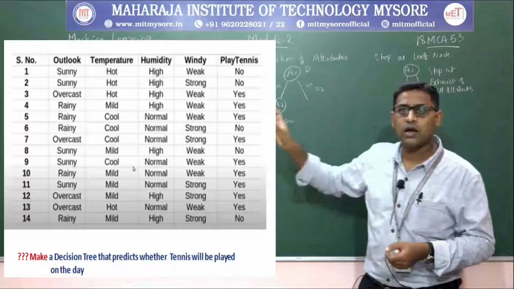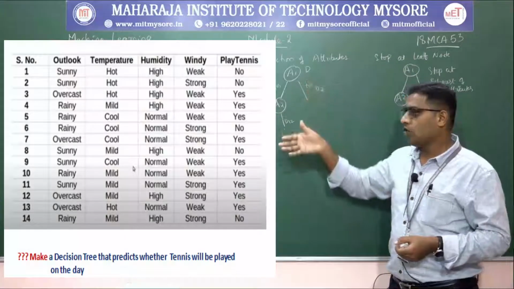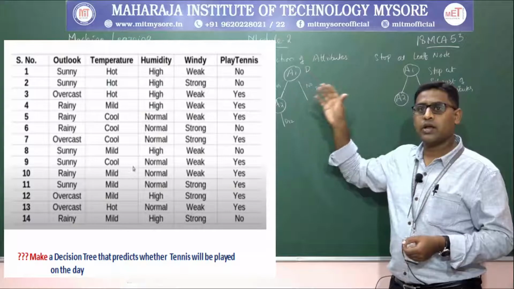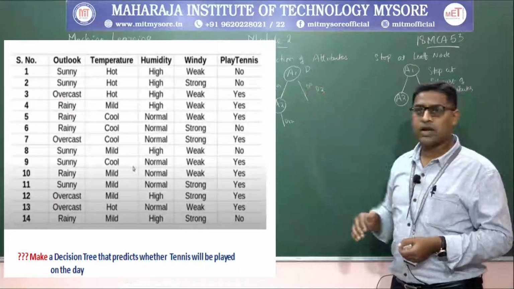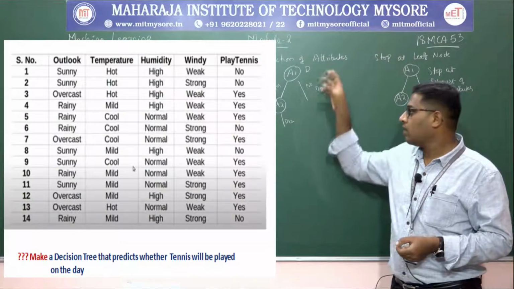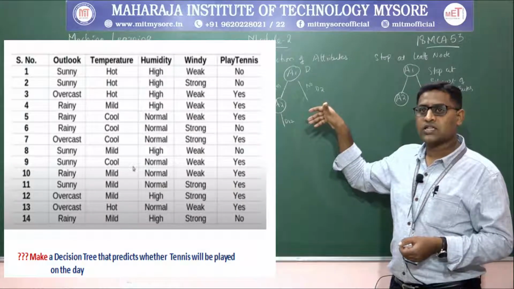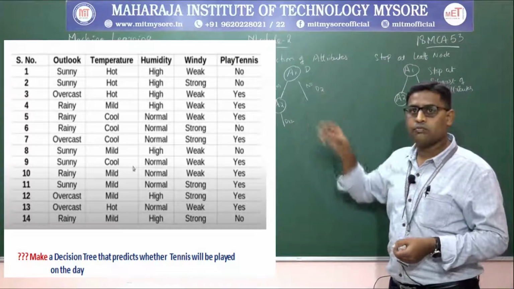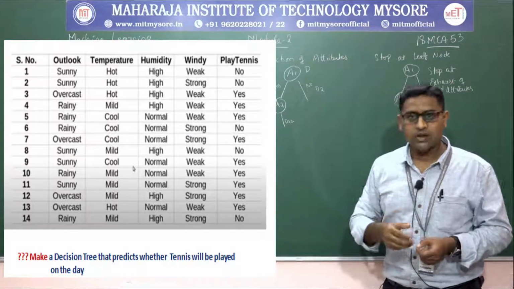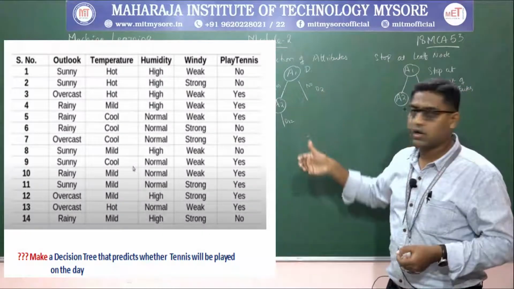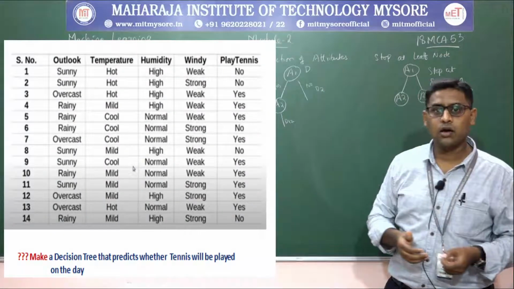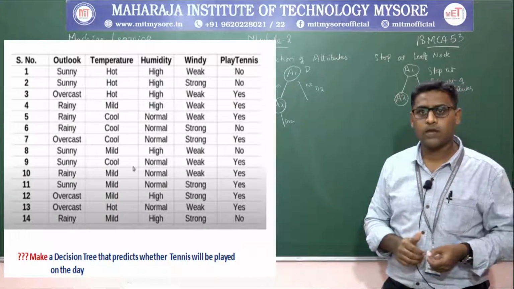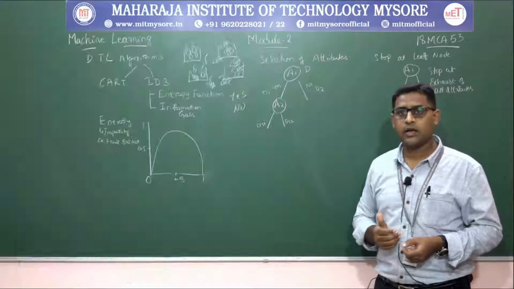So for the given data set of 14 rows, with outlook, temperature, humidity, and windy, 4 different attributes with so many parameters, you need to classify whether to play tennis as yes or no. What we are supposed to do is design the decision tree using the algorithm ID3.